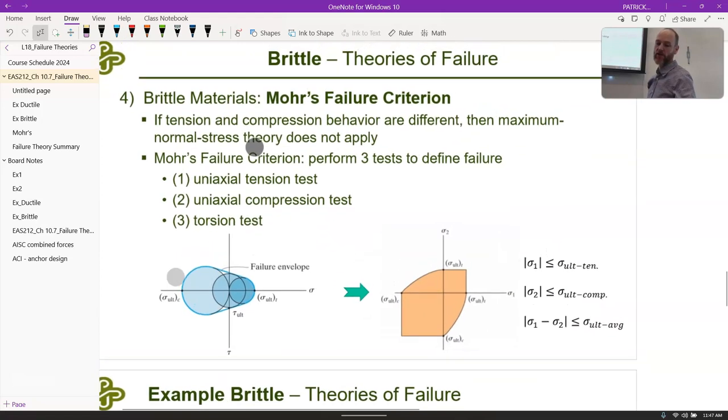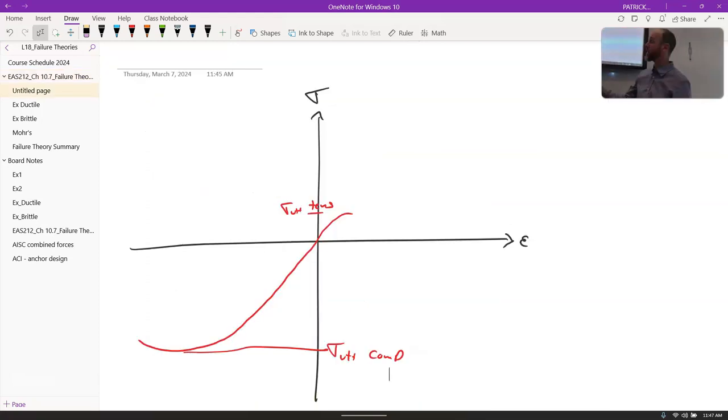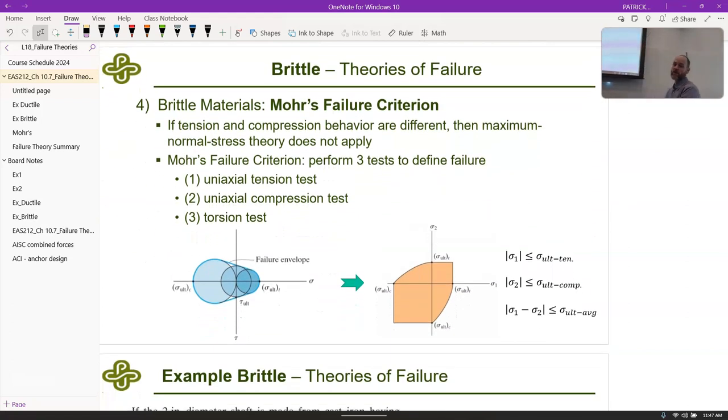All right, so the last material here, we won't go through the example, but if you've got a stress strain diagram like I depicted here for concrete, where its strength in tension is drastically different than compression, then it doesn't make sense to use the logic of the previous example. So same engineer Mohr developed this failure criterion. He says, okay, well, let's figure out our tension capacity, figure out our compression capacity, figure out our shear capacity, and plot all three of those Mohr circles, that would be our failure envelope.